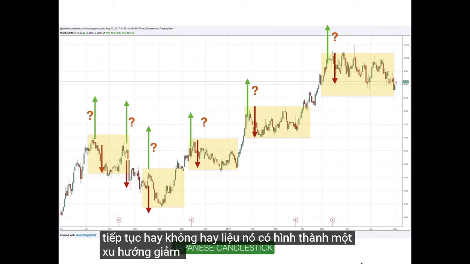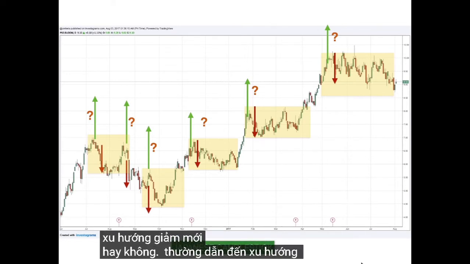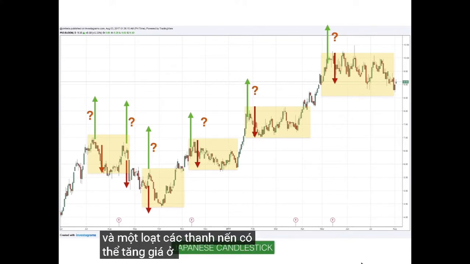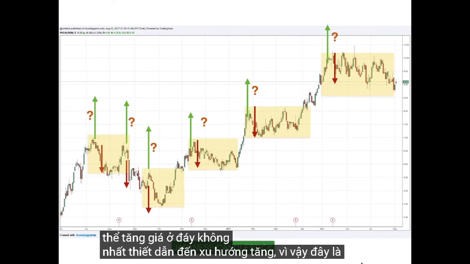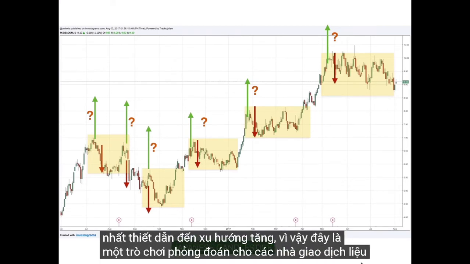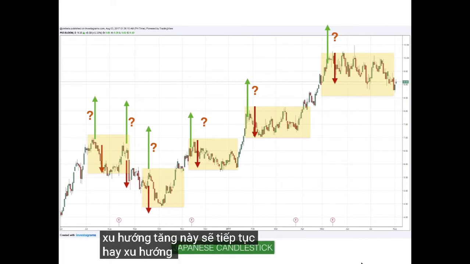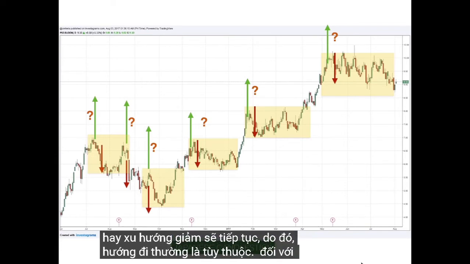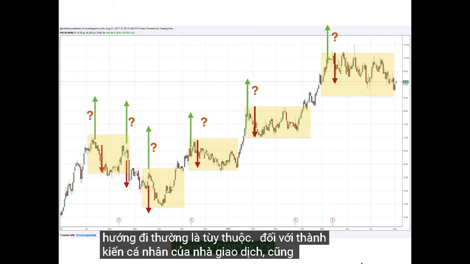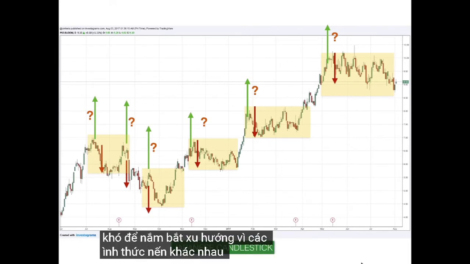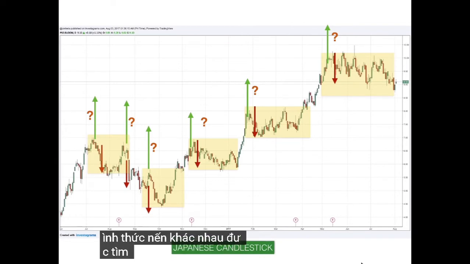The series of candlesticks at the top do not often result in a downtrend, and the series of candlesticks that might be bullish at the bottom do not necessarily result in an uptrend. So it's a guessing game for the traders whether this uptrend will continue or whether the downtrend will continue. So the direction is often subject to the personal bias of the trader. It's also very hard to capture the trend because of the various different candlestick formations found inside the trend.